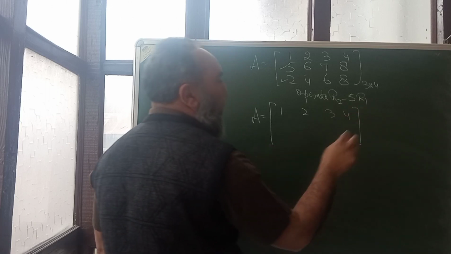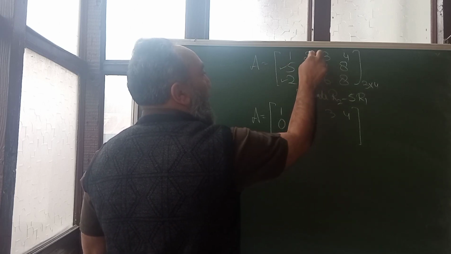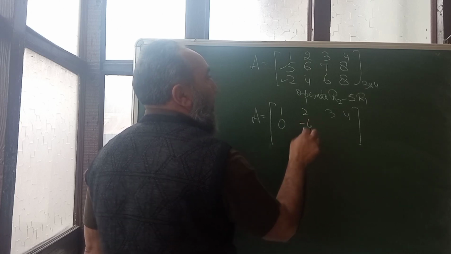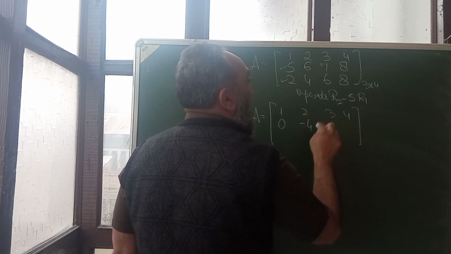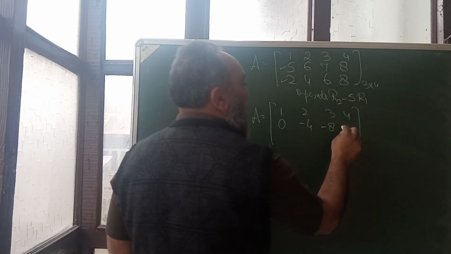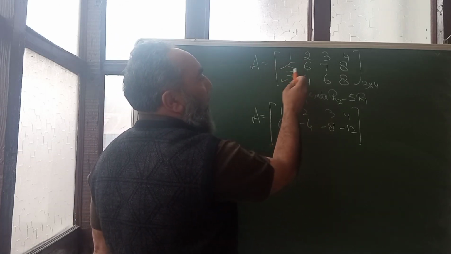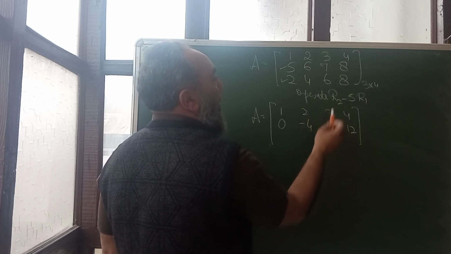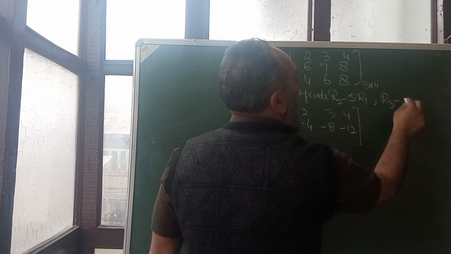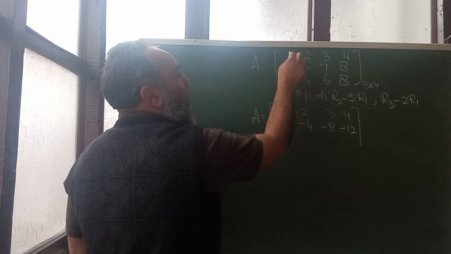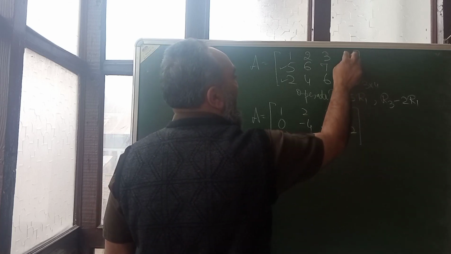I am operating through rows, so I will write row first. Row 2 minus 5 times row 1: 5 minus 5, it is 0. 6 minus 5 times 2, 6 minus 10, it is minus 4. 7 minus 5 times 3, 15, it is minus 8. 8 minus 5 times 4, 20, it is minus 12. Then row 3 minus twice row 1. 2 minus 2, 0. 4 minus twice 2, it is 0. 6 minus twice 3, 0. 8 minus twice 4, 0.